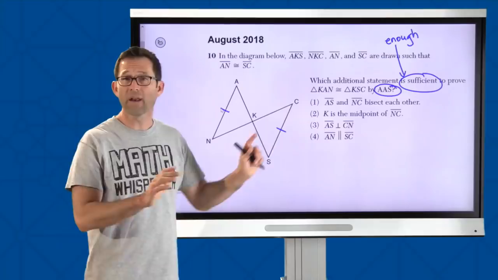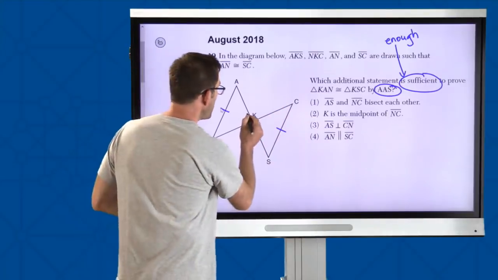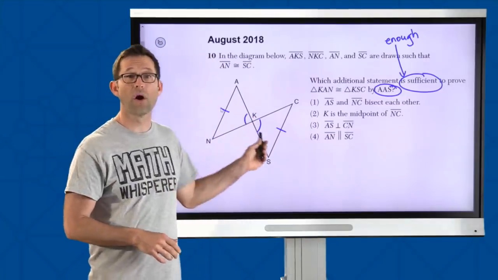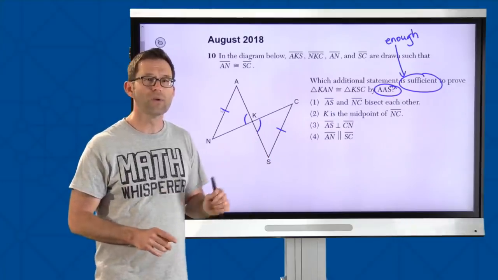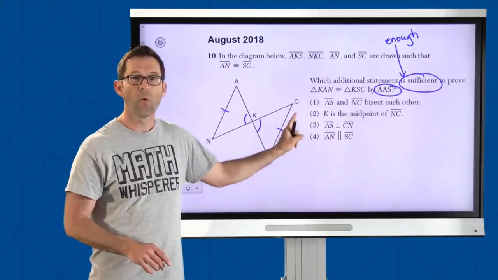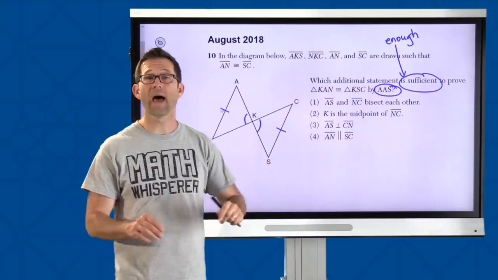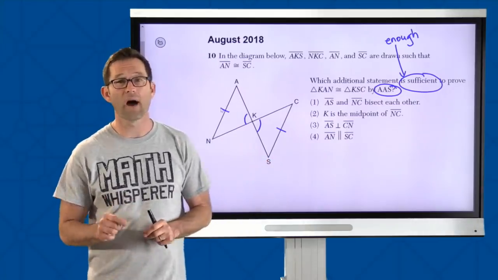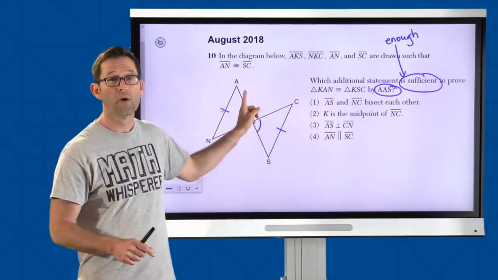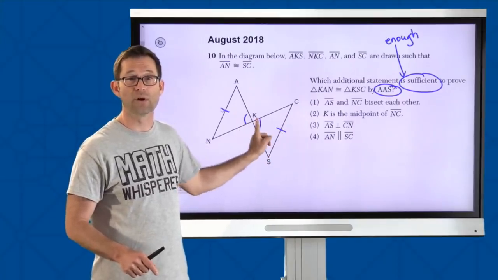Now, before we get into the four choices, let's just give a nod to the fact that we know that these two vertical angle pairs are congruent. Vertical angles are always congruent. So all we now need to know is either that angle A is congruent to angle S, or angle C is congruent to angle N. That's all we need to know to have angle, angle, side. Because remember, we don't want the side to be in between the two angle pairs. It won't be. The two sides that we know are congruent are between these two angles and these two angles, and we know that these two are congruent.